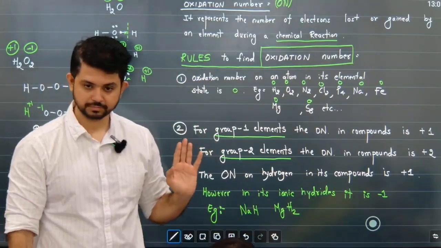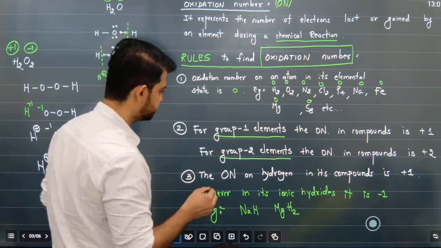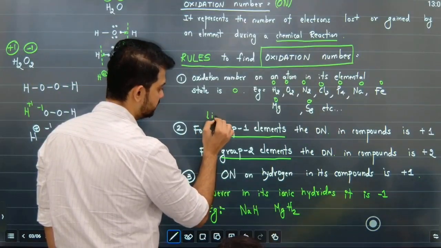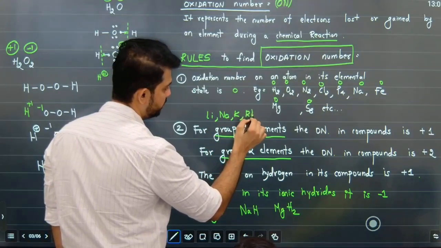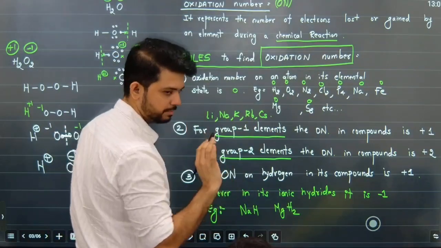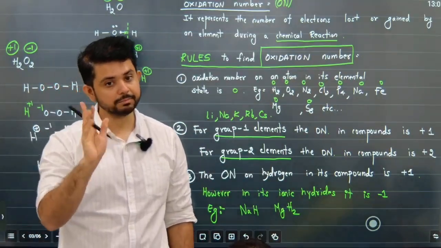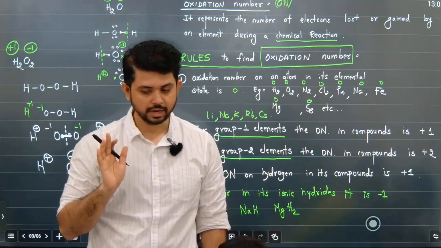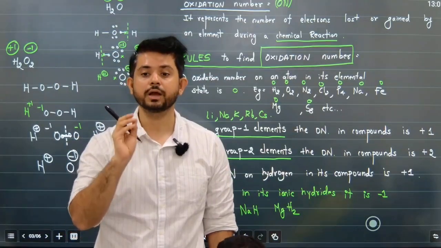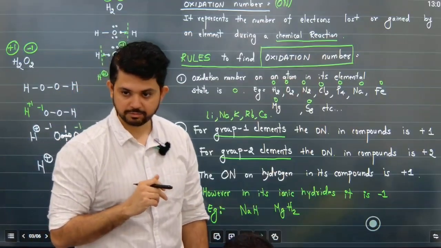Second rule, group 1 elements. Give me all the elements of group 1. Lithium, sodium, potassium, rubidium and cesium. We will not go to francium, only up to cesium. All the group 1 elements in their compound form, not in their elemental state, will always carry charge +1. And group 2 elements. Give me the elements of group 2.